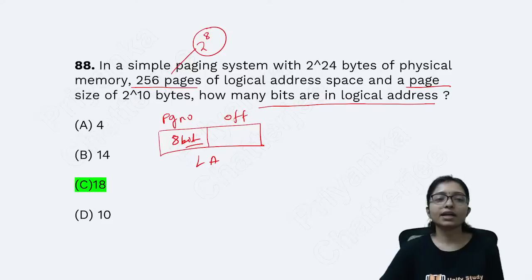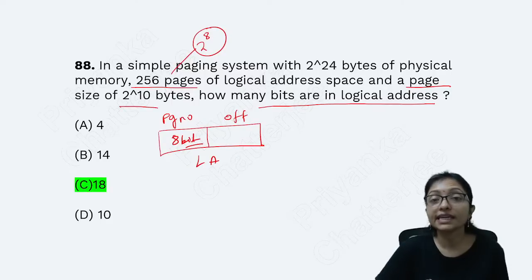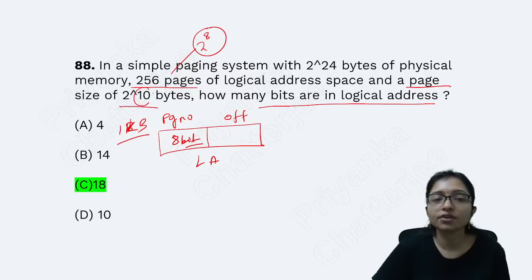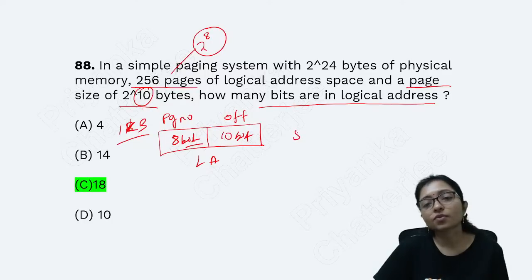So 2 to the power 10 is already given. It is given in an easy way. Sometimes it is given like 1 KB, 2 KB, 4 KB, 256 KB, but here it is directly given as 2 to the power 10. So you get 10 bits, and 8 plus 10 gives you 18.